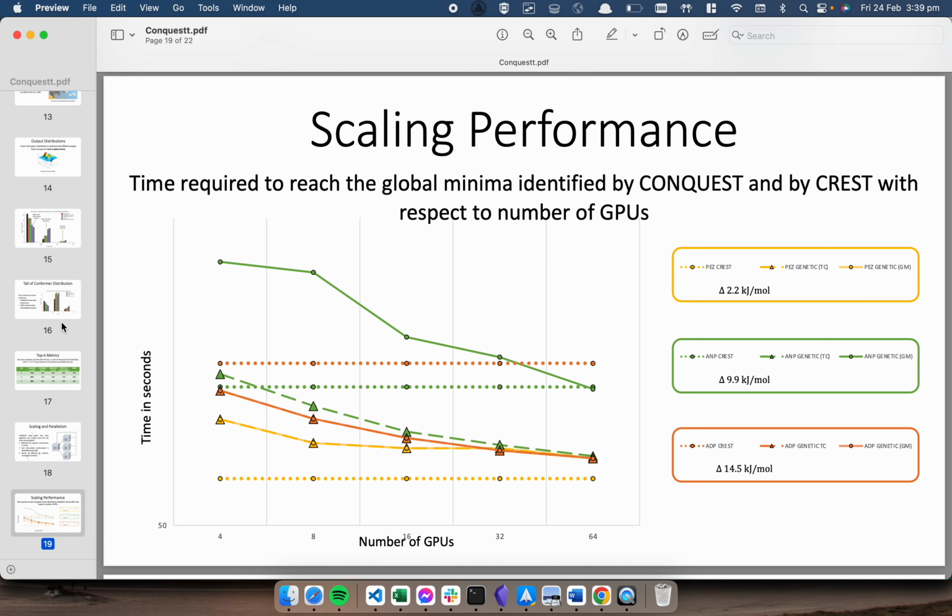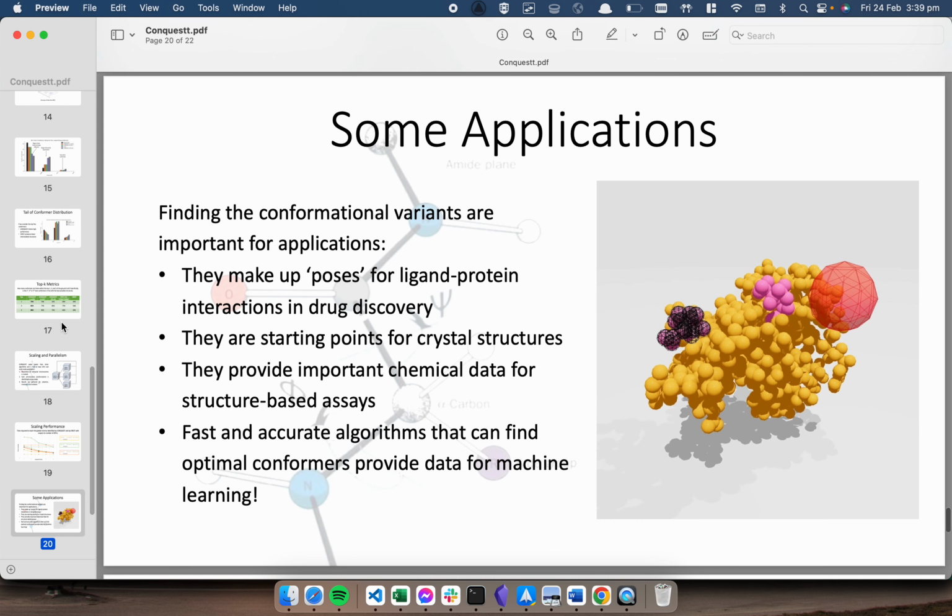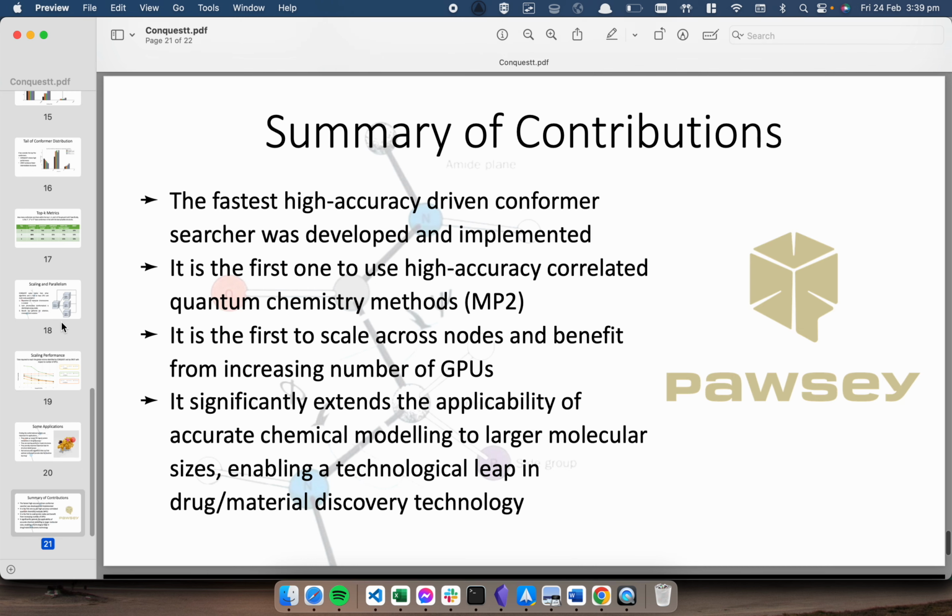You can see there for the largest energy difference, ADP, we were lower than Crest for 4 to 64 GPUs. There are many applications for conformers. But yeah, that was the algorithm.